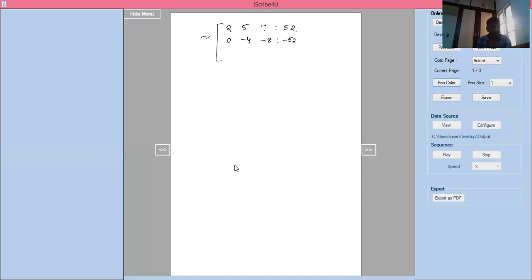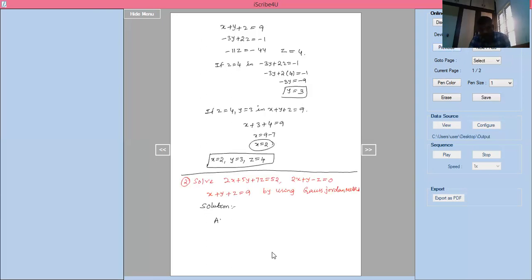Next, R3 is 2R3 minus R1. 2 into 1 is 2, minus 2 is 0. 2 minus 5 is minus 3. 2 minus 7 is minus 5. 2 into 9, 18 minus 52 is minus 34. So this is the first operation I have done according to the row transformations.